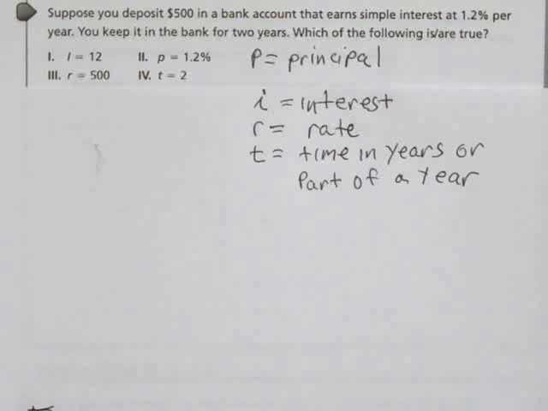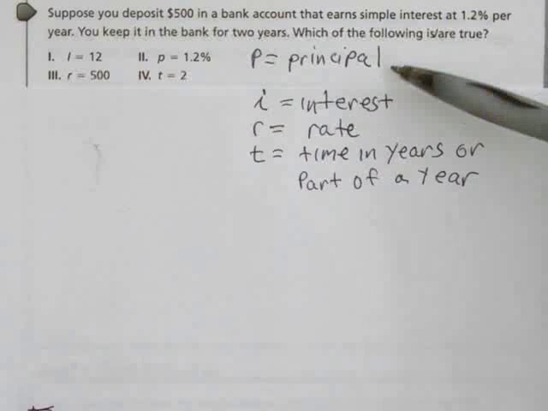This video is about simple interest. Simple interest problems are the type of problems where you are given three known things and you are looking for the fourth unknown. So here are the four elements of a simple interest problem.